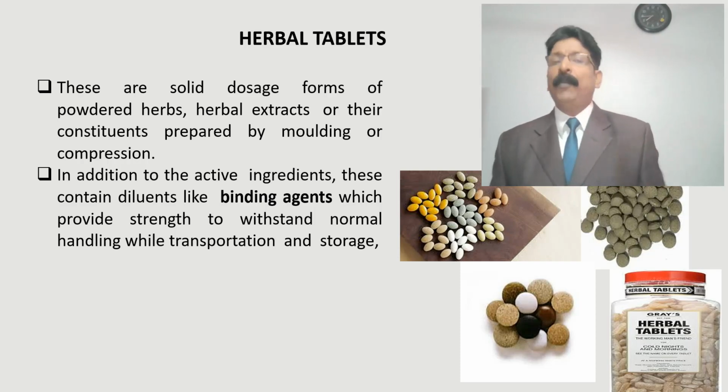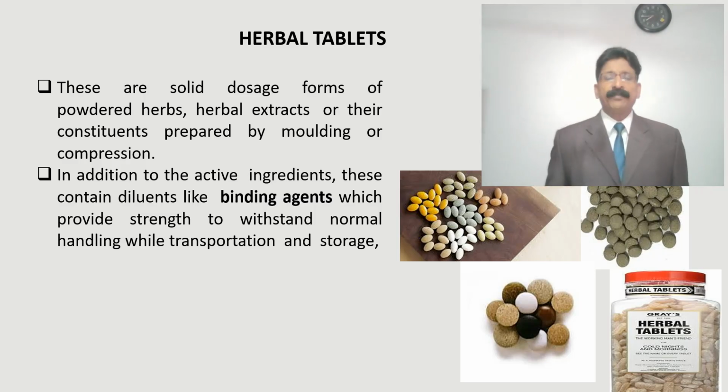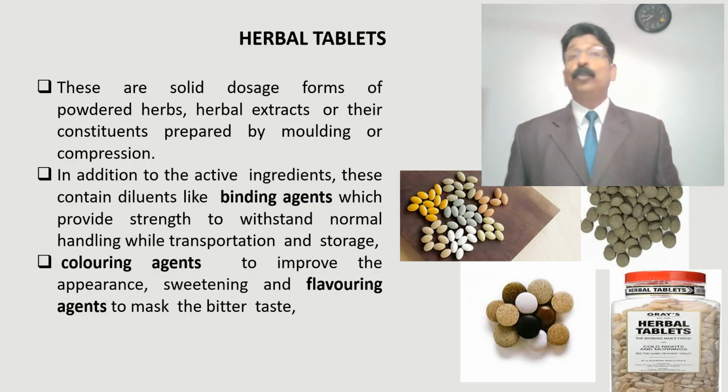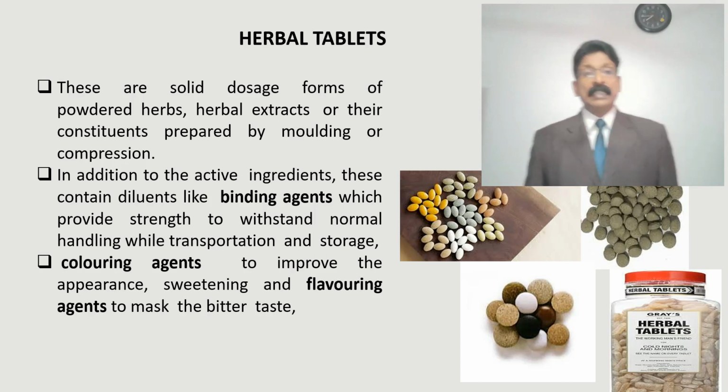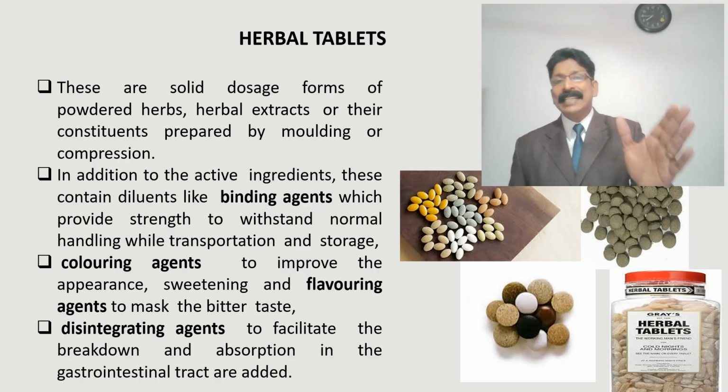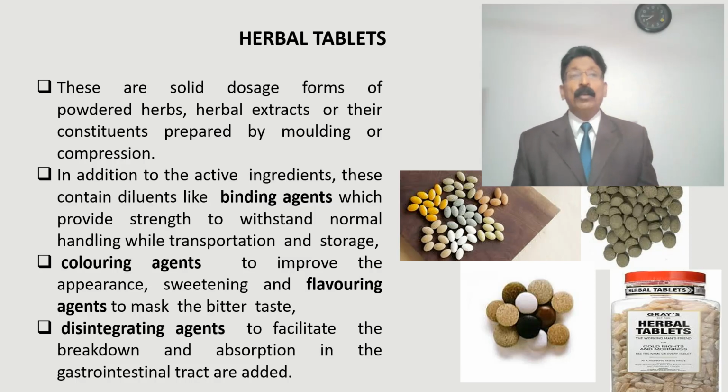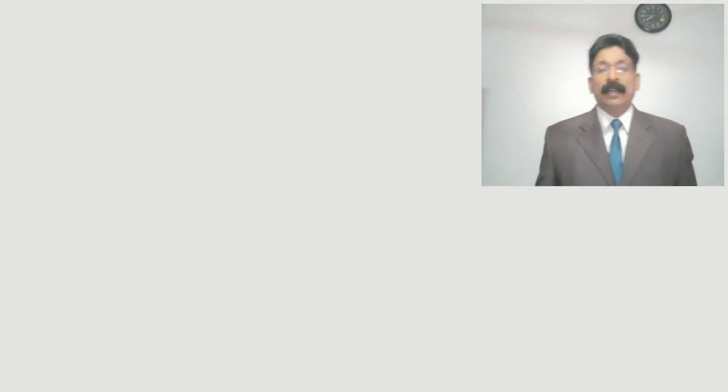So we have many evaluations for tablets, in-process tests like friability and hardness testing. These are things which we are telling you in one line. Coloring agents are added to improve the appearance, and sweetening and flavoring agents to mask the bitter taste. Disintegrating agents are added to facilitate the breakdown of the tablet to give the pharmacokinetics of absorption in the gastrointestinal tract.